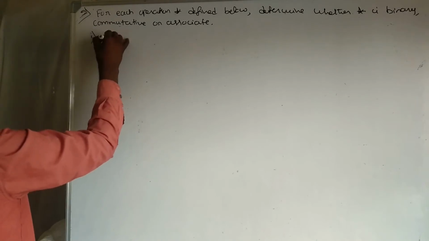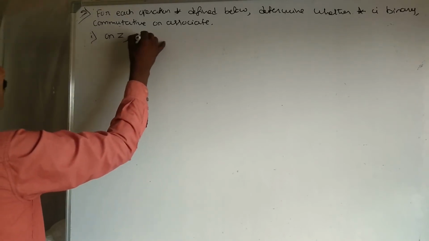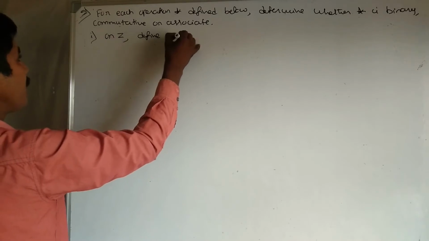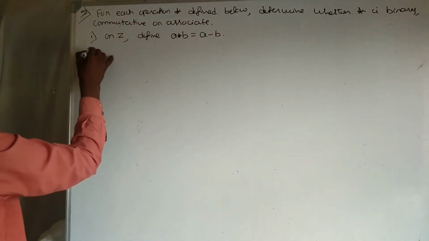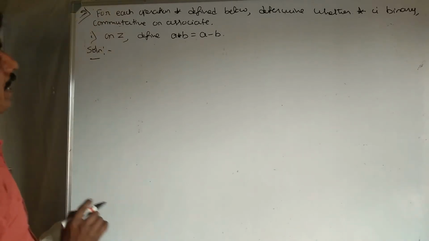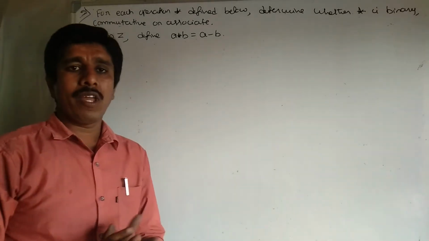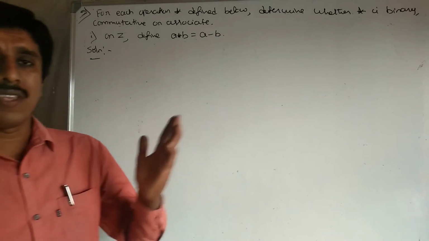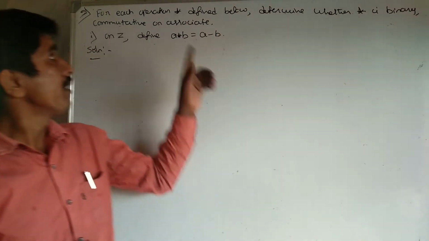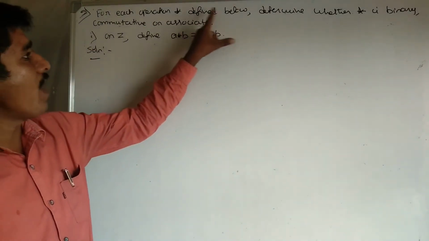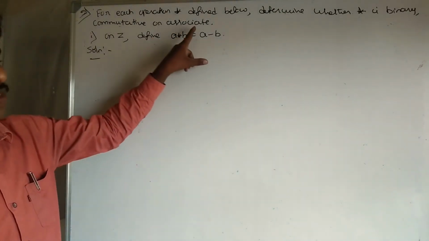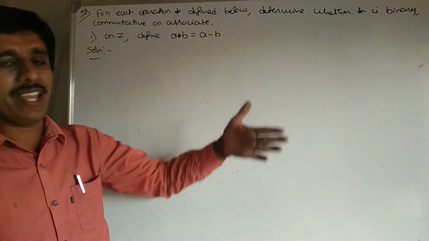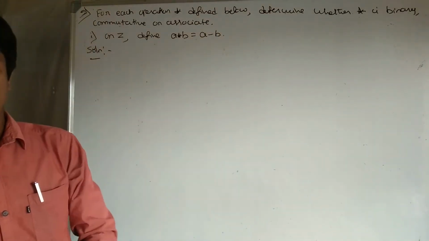First one, define a star b equal to a minus b. So more detail on the problem. In the first type of problem we verified whether star is binary or not, but here, for each operation star defined below, determine whether star is binary, commutative or associative. Here we have to verify whether star is a binary operation, commutative or associative.